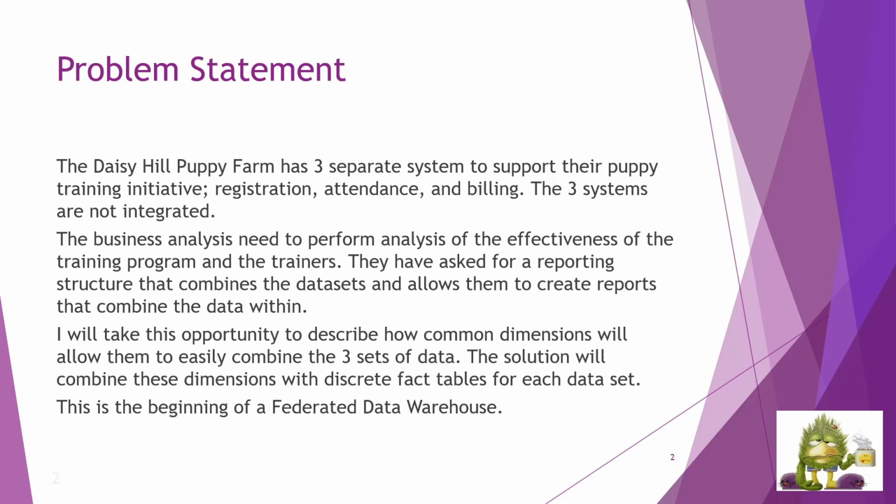and that is that Daisy Hill Puppy Farm has three separate systems. They don't talk to each other, they don't work together, and so therefore reporting across them is not feasible without bringing them into a common data store. We have the registration, the attendance, and the billing system, anything that you would do as far as the training of the puppies is concerned, but they want to know how many people are actually paying their bills that they're being registered, who's attending which ones, and which of the trainers is more successful in getting people registered, attended, and actually getting them to pay.